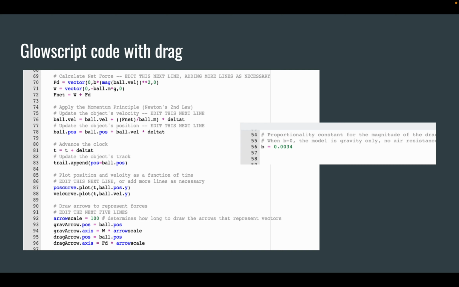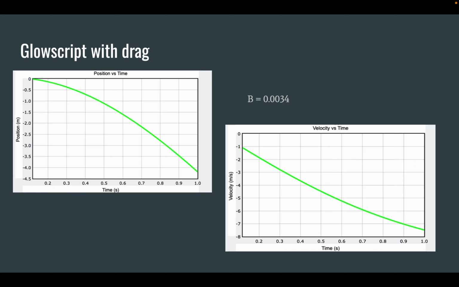So here's our GlowScript code with the drag. You can calculate drag since the drag force plus the force of gravity is going to equal 0. So you can calculate this by plugging in the force of gravity, which is mass times the constant of gravity, to find B. And then here we see that we found it in line 70, and then we found the weight and added that together to find our F net.